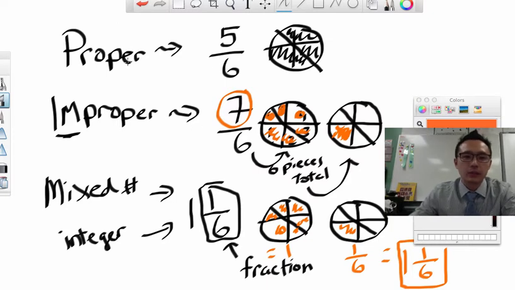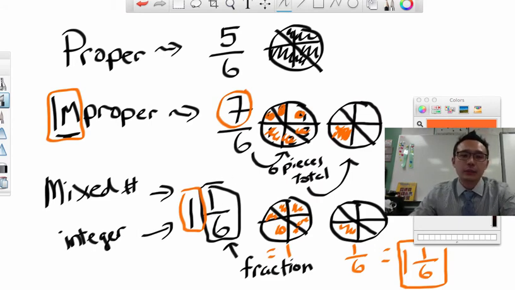Again, proper is just your regular fraction, where the numerator is smaller than the denominator. Improper is when you have a bigger numerator, and a mixed number is when you have an integer on the side representing one complete piece. So those are the basics of fractions. If you want to learn more about mixed numbers, improper fractions, or adding, multiplying, division, and all that, check my next video. This is the first one of the fractions.